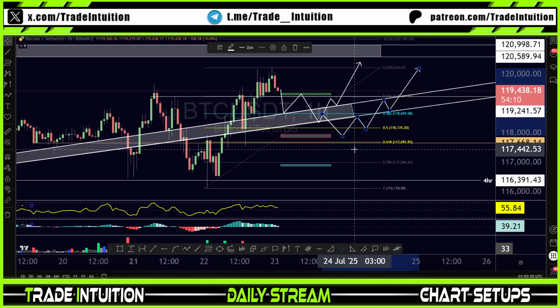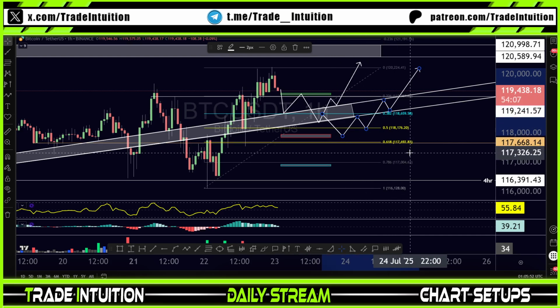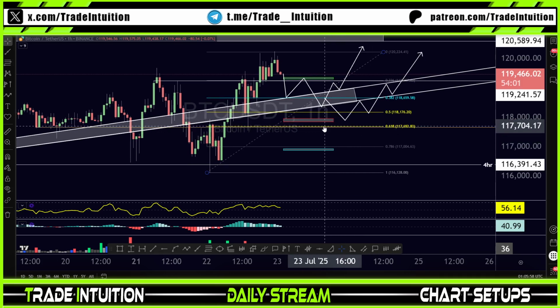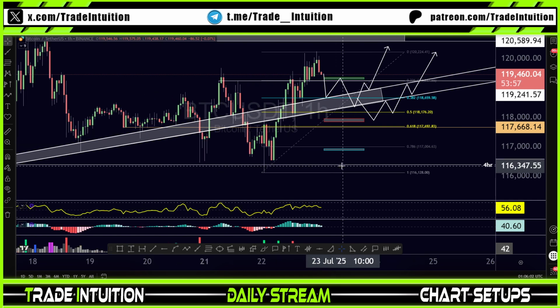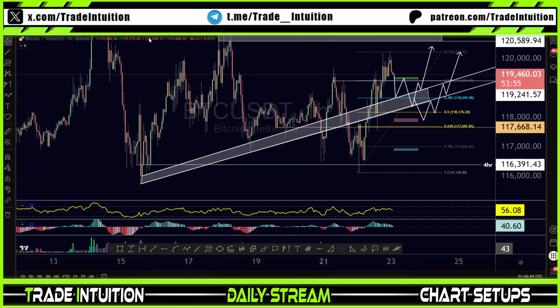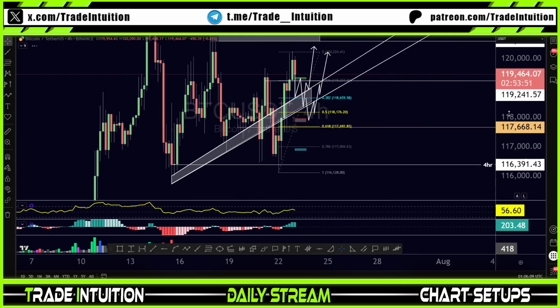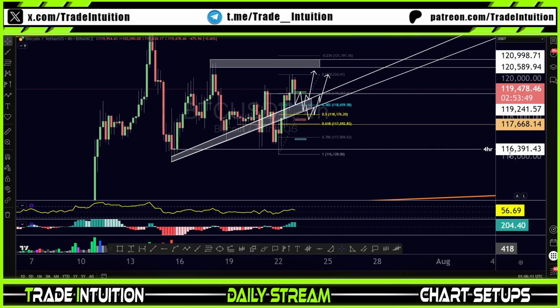Now, if we break the 0.618, I always call this the danger zone. The reason for that is we could lose all of this momentum. This 4-hour time frame is extremely important. This 4-hour candle where we had the candle close, this is the level that I am watching, 116. We can just call it 116,400.